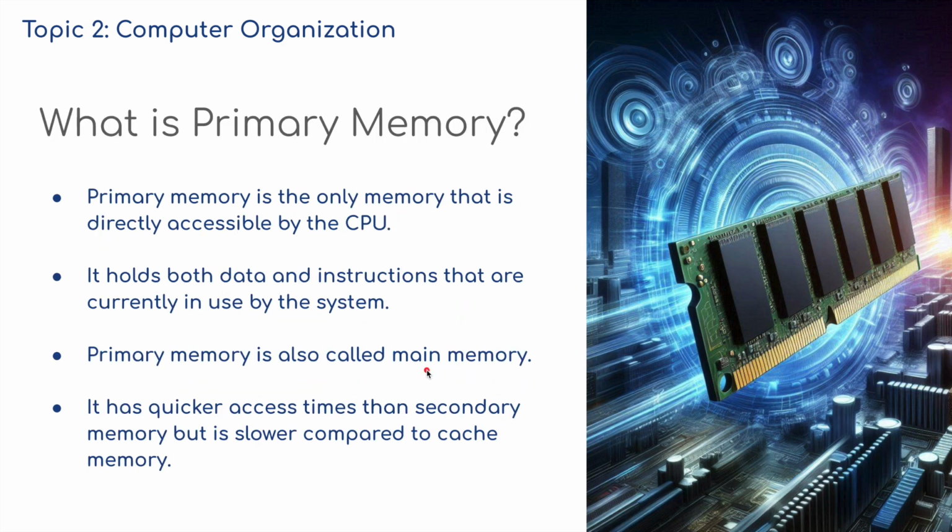Okay, so what is primary memory? Primary memory is the only memory that is directly accessible by the CPU. It holds both data and instructions that are currently in use by the system. Primary memory is also called main memory. It has quicker access times than secondary memory and is slower compared to cache memory.